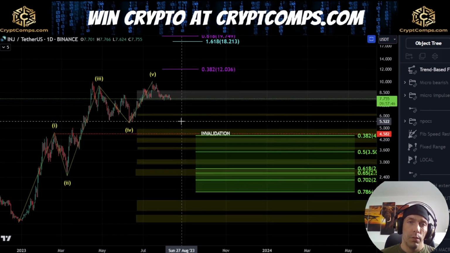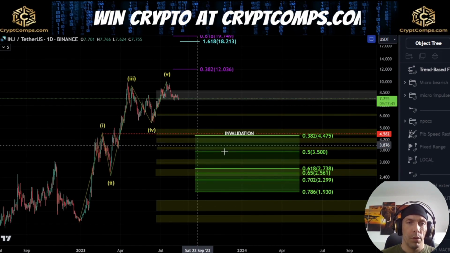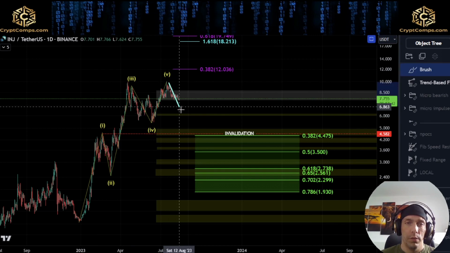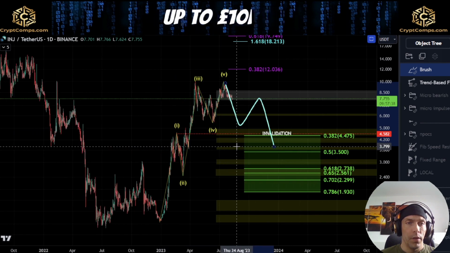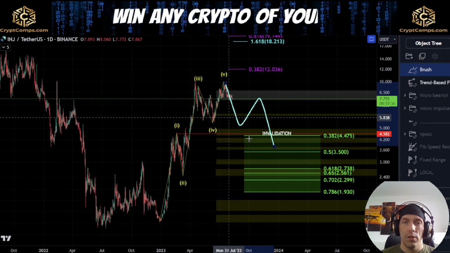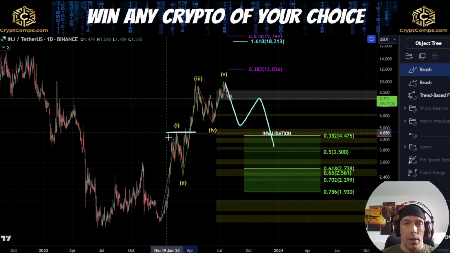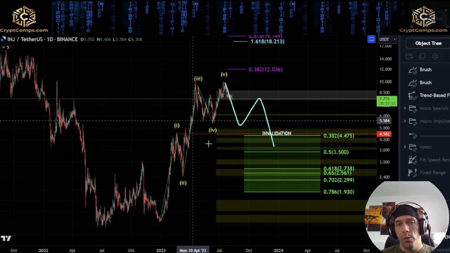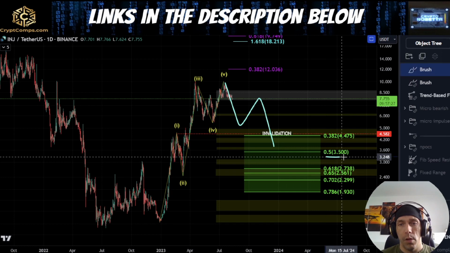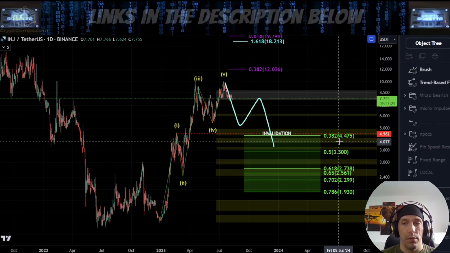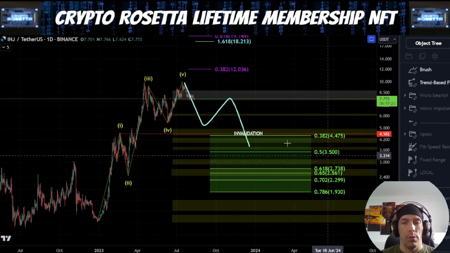What I would be looking out for here is a bigger 3-wave move to the downside now, where we start to form something like a bigger A, B, and a C pattern. Now, if this is the case, I would be looking to potentially target out this area here of this wave 2. Now, if we do look to actually come back down into this zone, this would be between this 0.382 and this 0.5. So that would be this $4.47 to this $3.50.